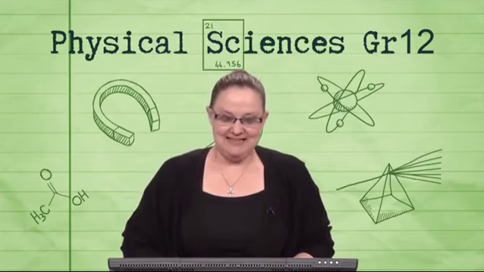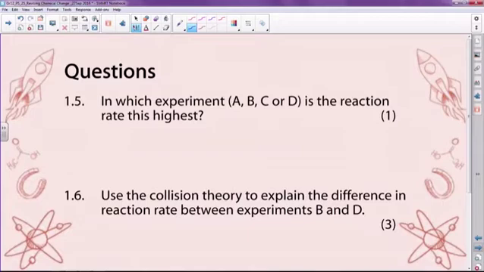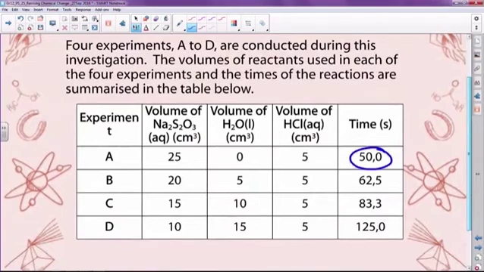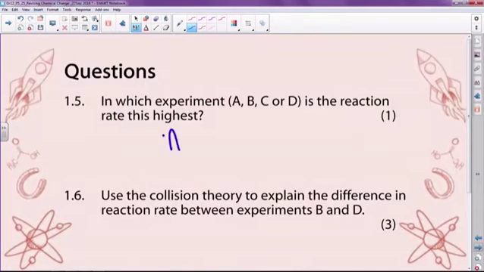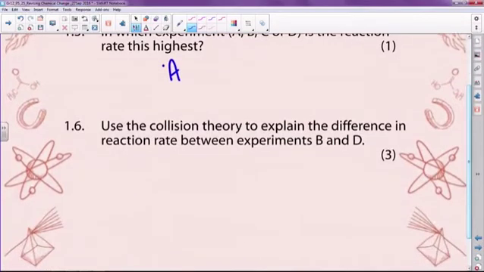So, grade 12s, let's see how we did. Okay, so now the question was, in which experiment A, B, C, or D is the reaction rate the highest? So you look at your times, and the one with the smallest time has the highest reaction rate. It means it went faster. So that means that's A. Brilliant.